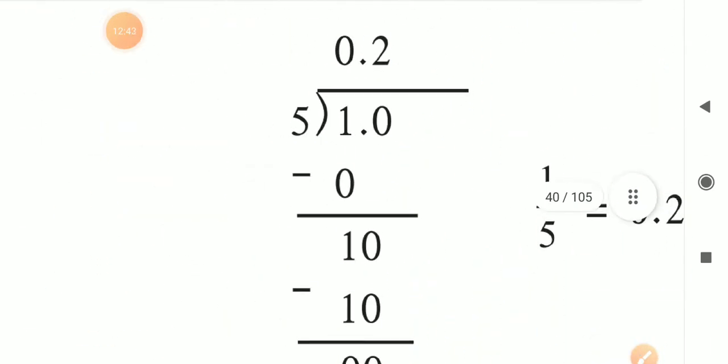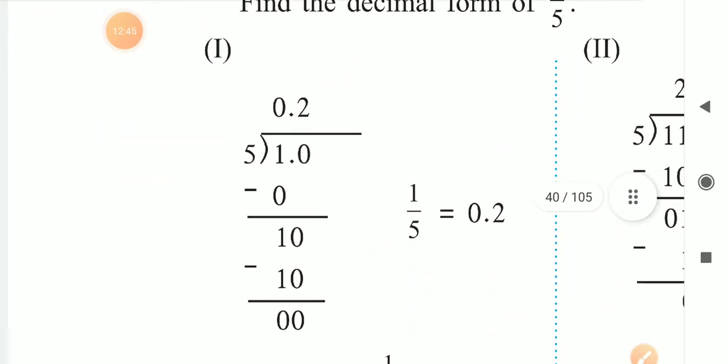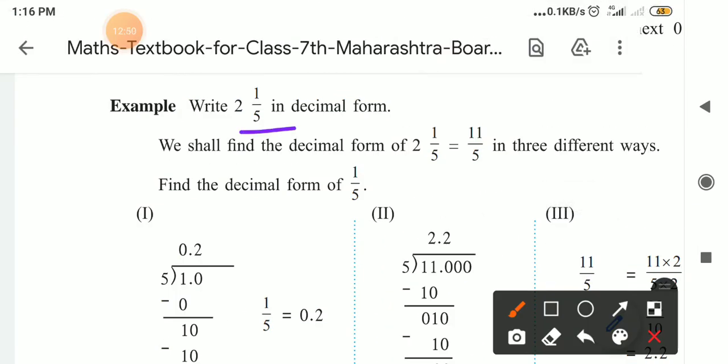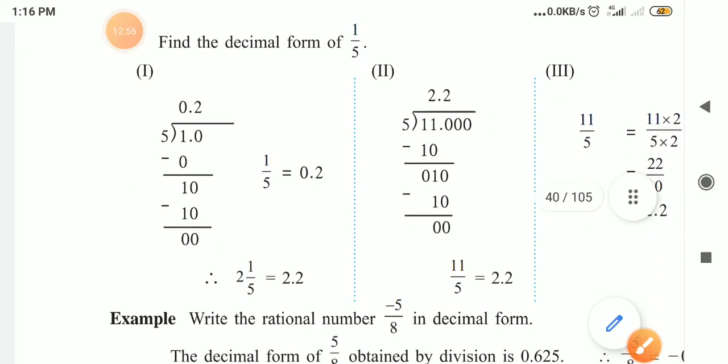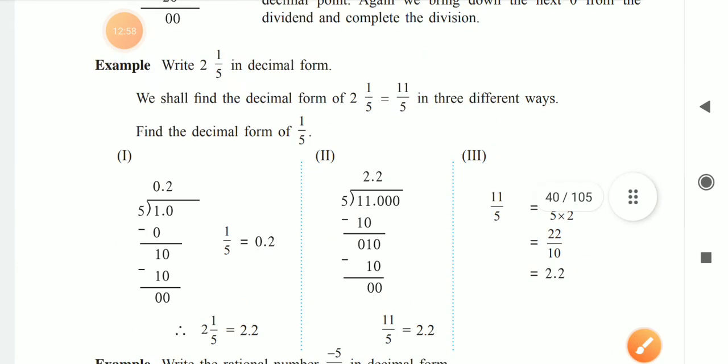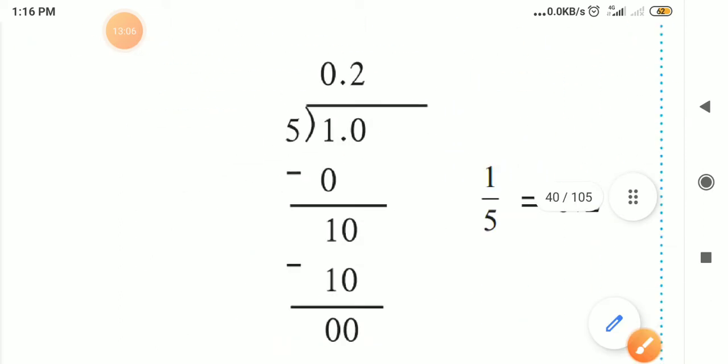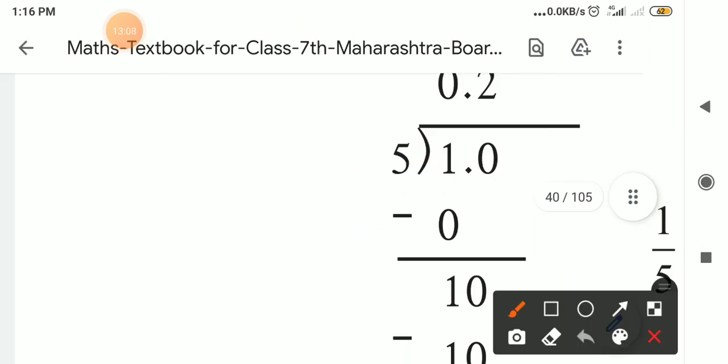That question is, see here, 2 integer 1 upon 5. First of all, this 2 is written as it is. Only this 2 is written as it is. We only have to do the rational number, that is 1 upon 5's division. So how to do the 1 upon 5's division? 1 you divide with the 5.